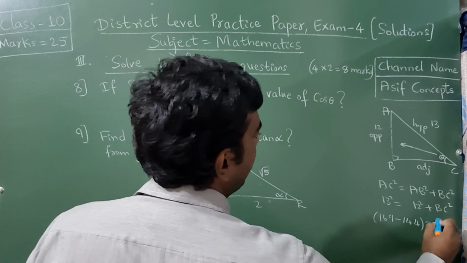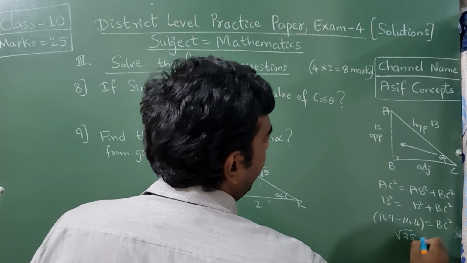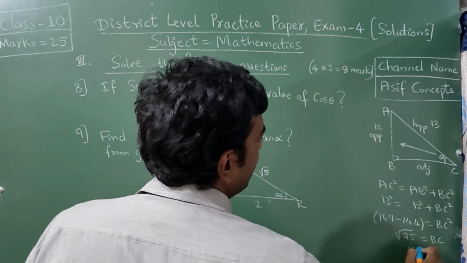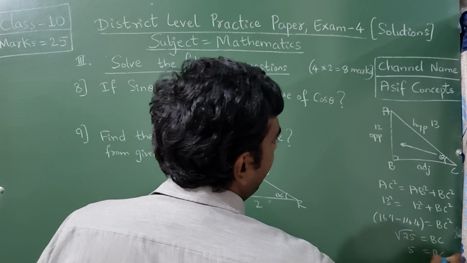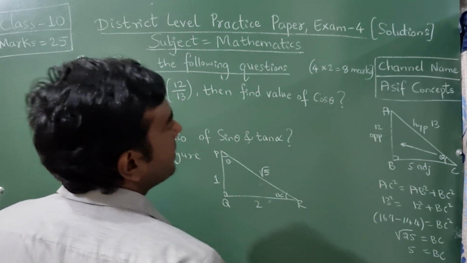I'm going to take it on the left hand side. So BC square is 25. So square root of 25 is equal to BC. So the final answer is BC is 5. Now they are asking what is cos theta.